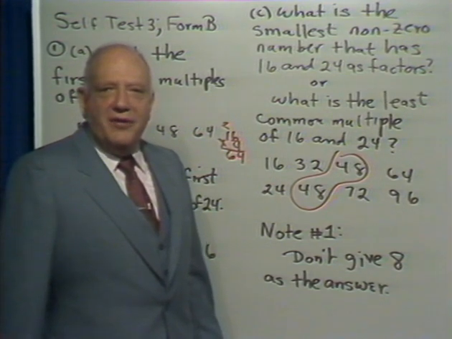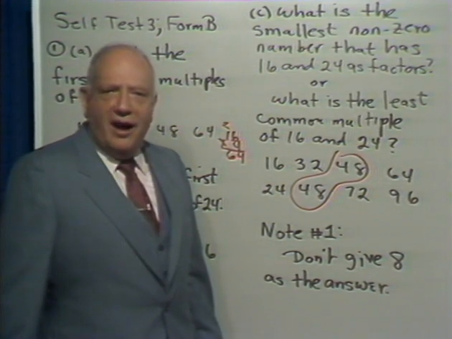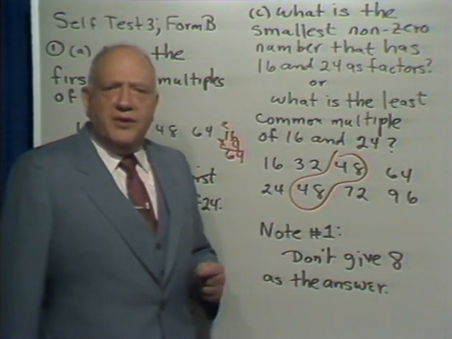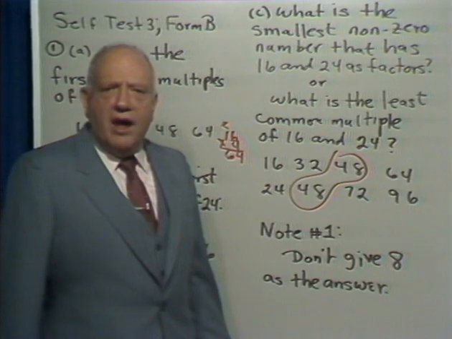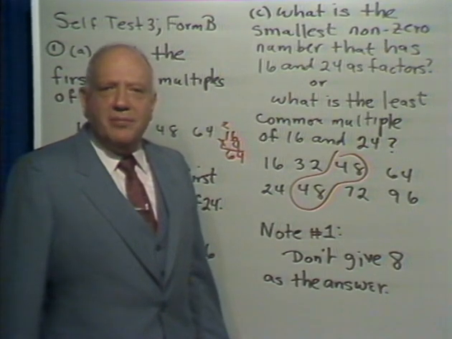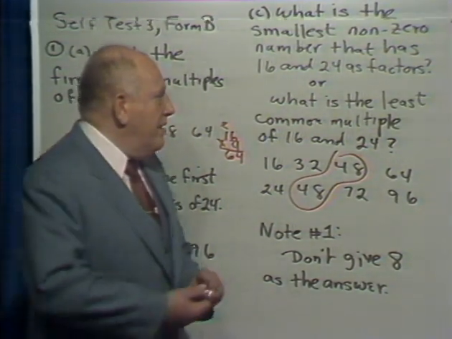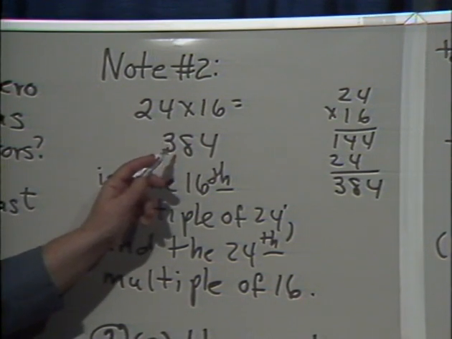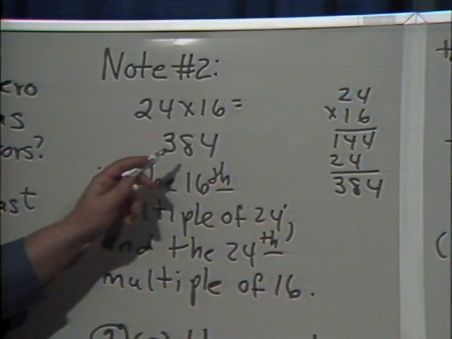They're different problems, but I just want you to understand that. I also want you to understand that if we weren't looking for the least common multiple, there is a very simple way to find a common multiple of any two numbers. Namely, 24 times 16 is 384. That computation is done on the side here in case you want it.